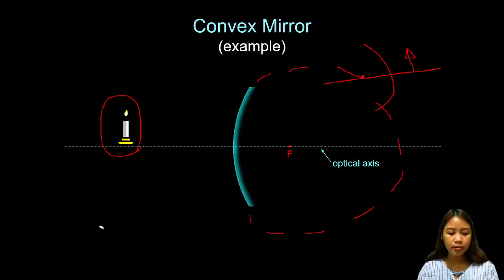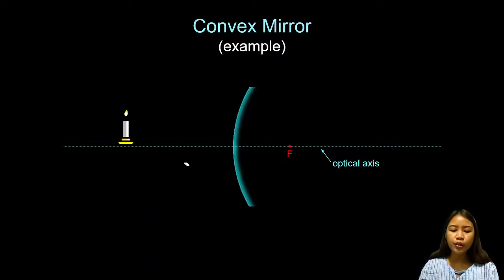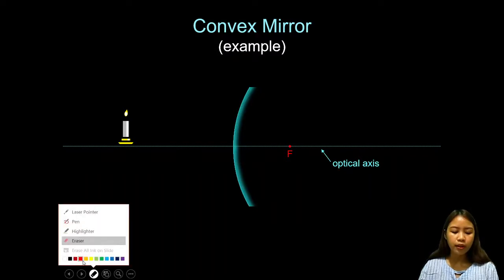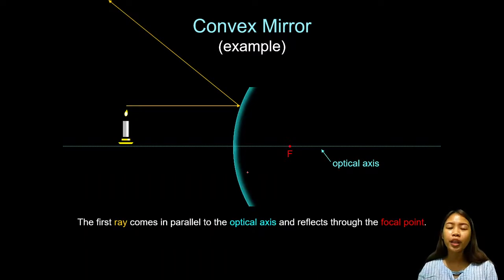Okay, let me just erase this. So, how can we plot our ray diagram using our convex mirror? So, here it is. Okay. The pattern is still the same. Straight, turn, straight. Earlier for the concave mirror, it was straight, turn, straight. This time, for the convex mirror, it is still straight, turn, straight.